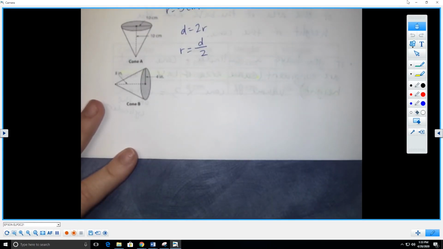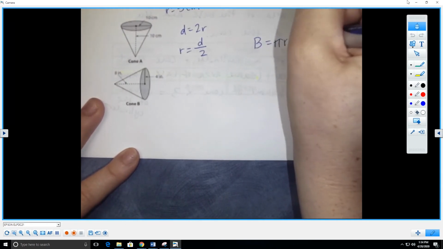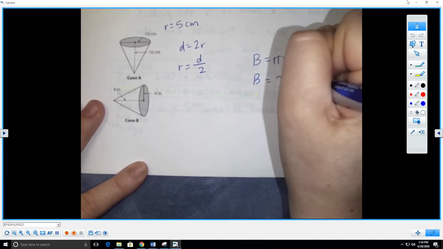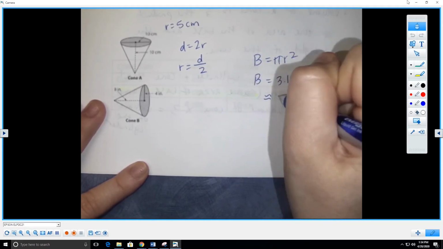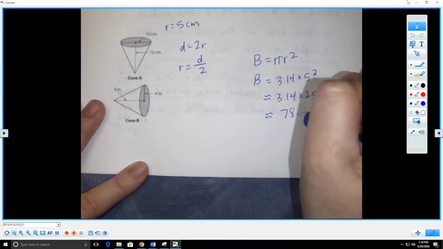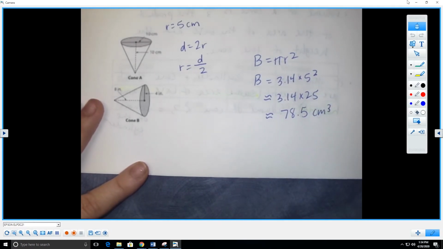Now, let's find the area of the base of cone A. Try to follow along with me and write down the steps of the problems. Remember that the formula for finding the area of the base is as follows. B equals pi r squared. Let's substitute the information we know and find the area of the base. So base equals 3.14 times 5 squared. So 3.14 times 25. That's going to give me 78.5 centimeters squared.